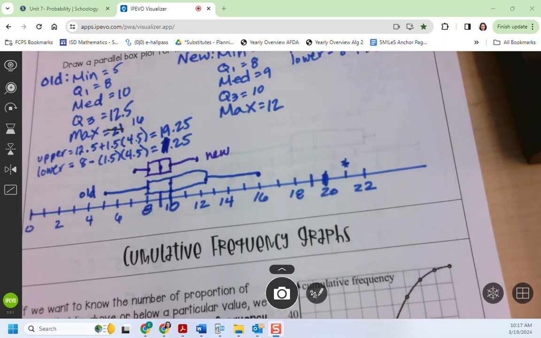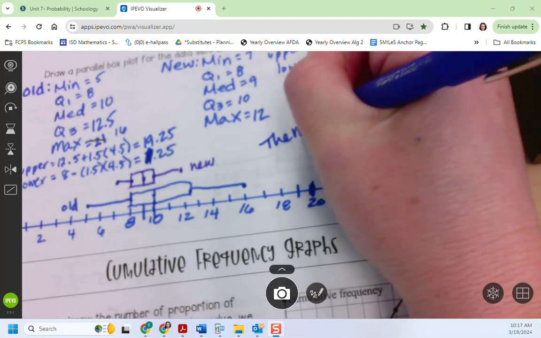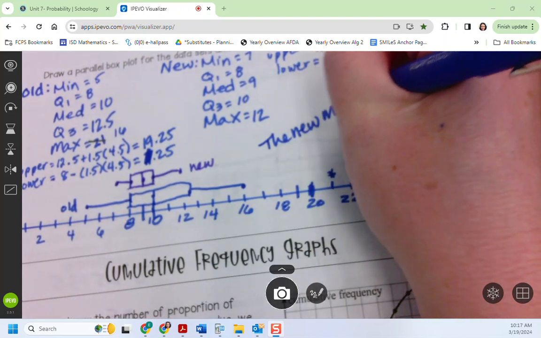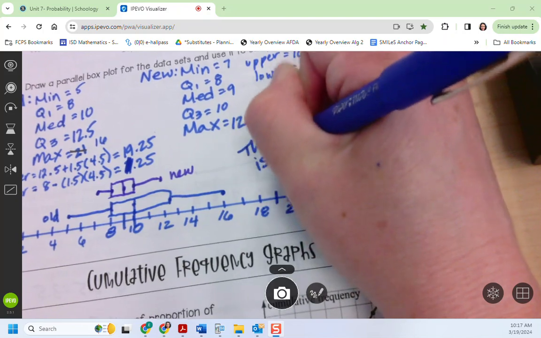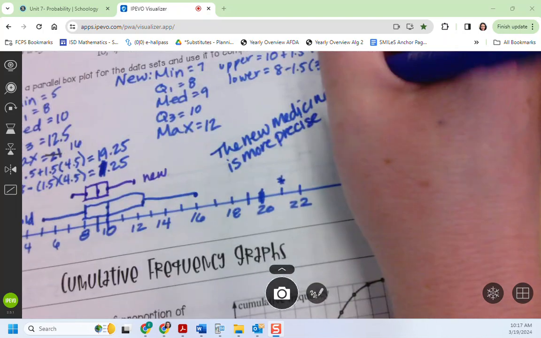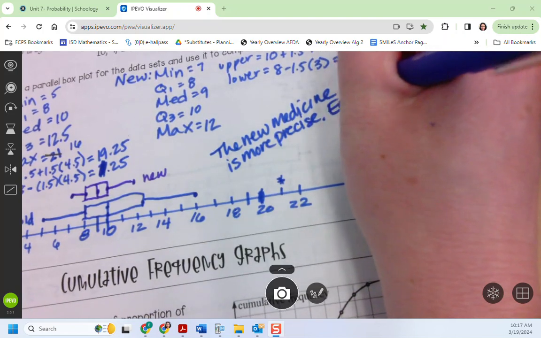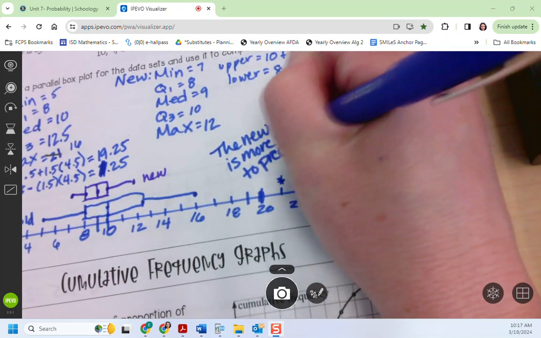Yes, very good. Smaller range means more precise. Very good. All right, so let's add that here. The new medicine is more precise. It'll be easier to predict how long it will take to work, because it has a smaller range and a smaller IQR.